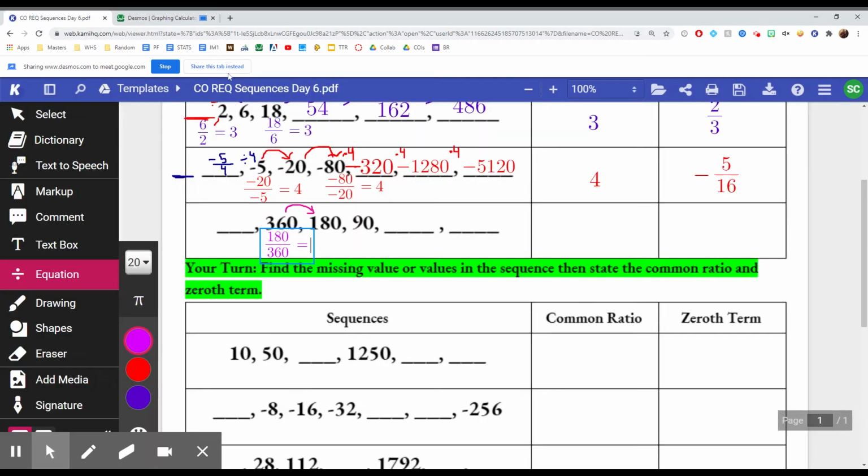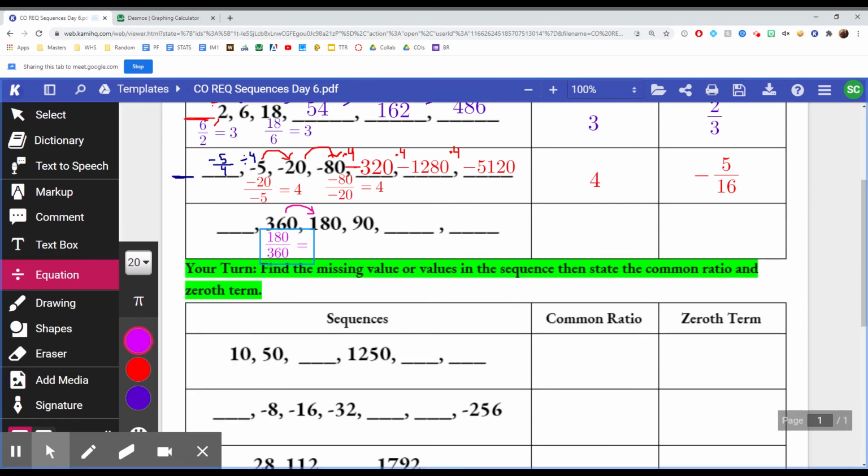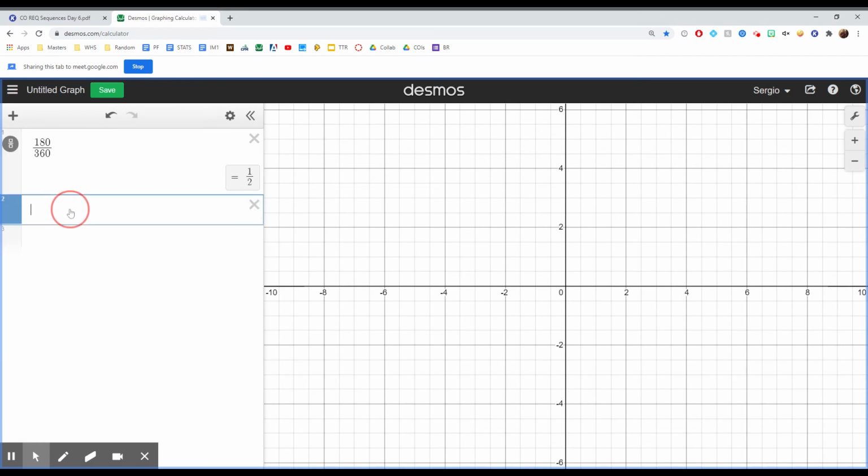Now let's go ahead and do the same thing here. So take 1/2. And now what are we doing to go from 180 to 90? Okay, so we're going to divide again. We're going to do another ratio, 90 divided by 180. And that is going to give me, well, let's go to decimals. 90 divided by 180 gives me 1/2 as well.